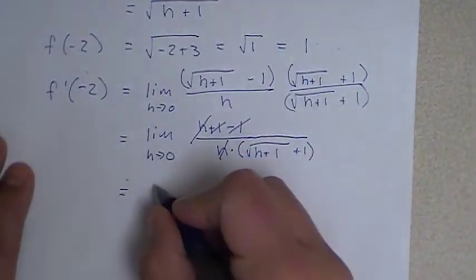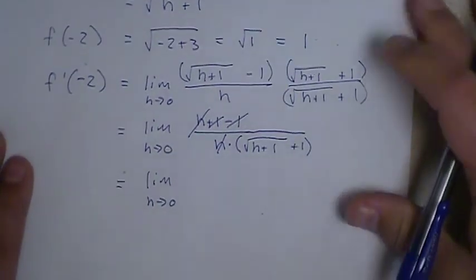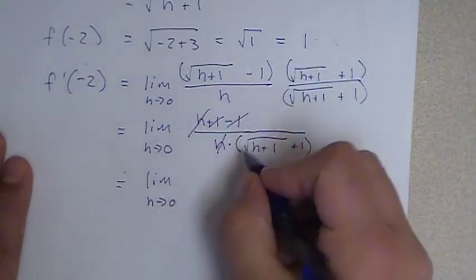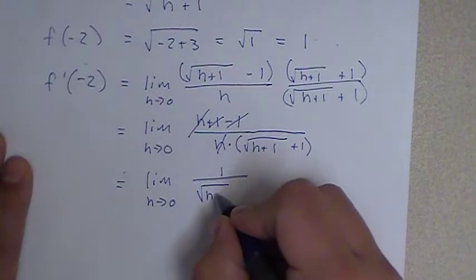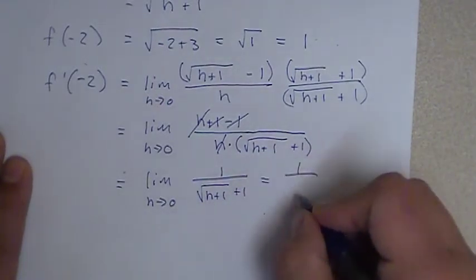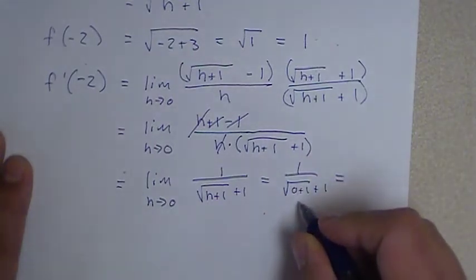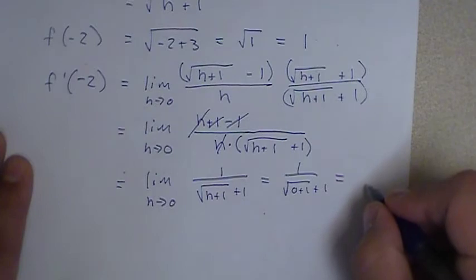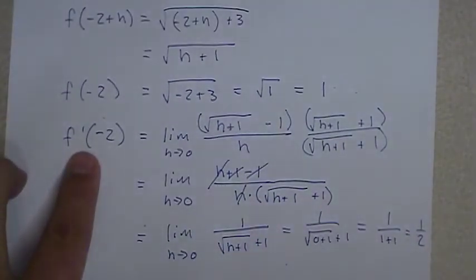So now within this limit, I'm still having h approach 0, but in my numerator, I don't have anything left, so I need a 1 just to hold that spot. Then I have the square root of h plus 1 plus 1. Put 0 in place of the only h you have left. That's a square root of 1 right here. Square root of 1 is 1. So we have 1 over 1 plus 1, or 1/2. So we get 1/2 for f prime of 2.